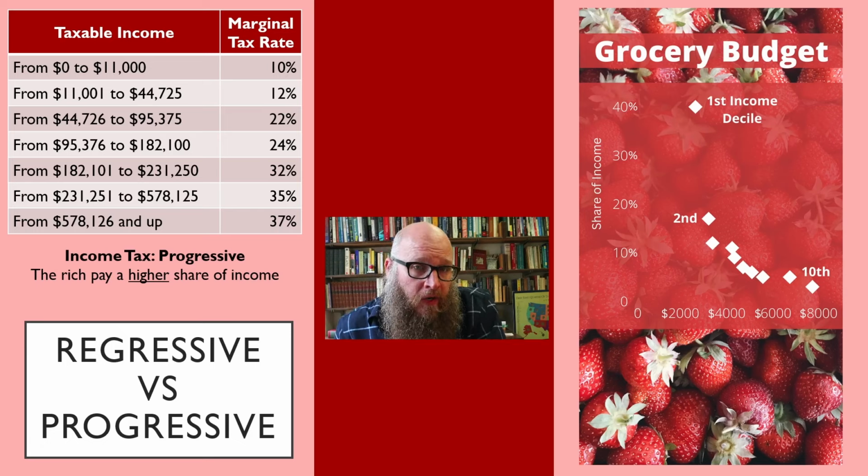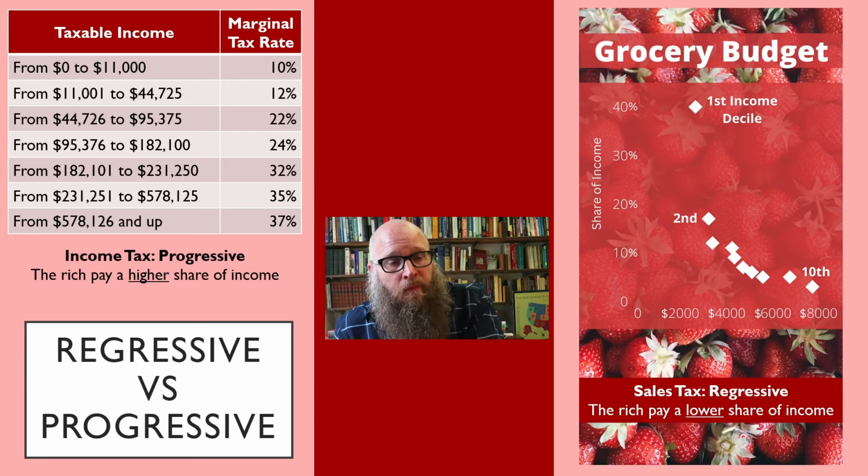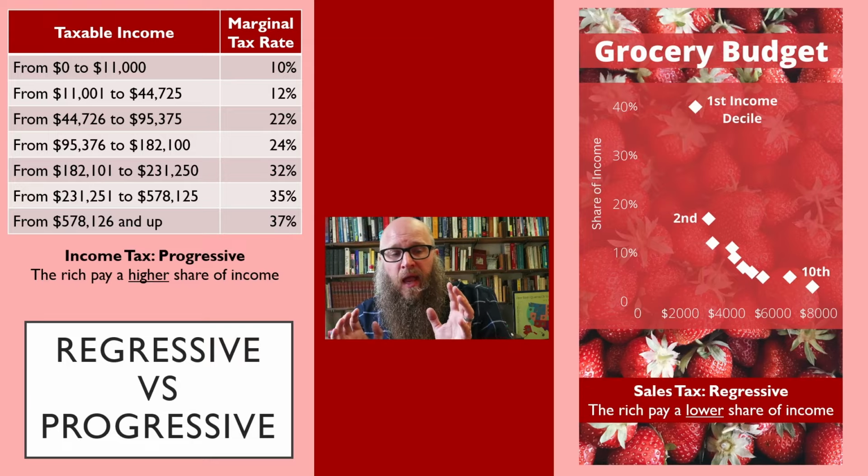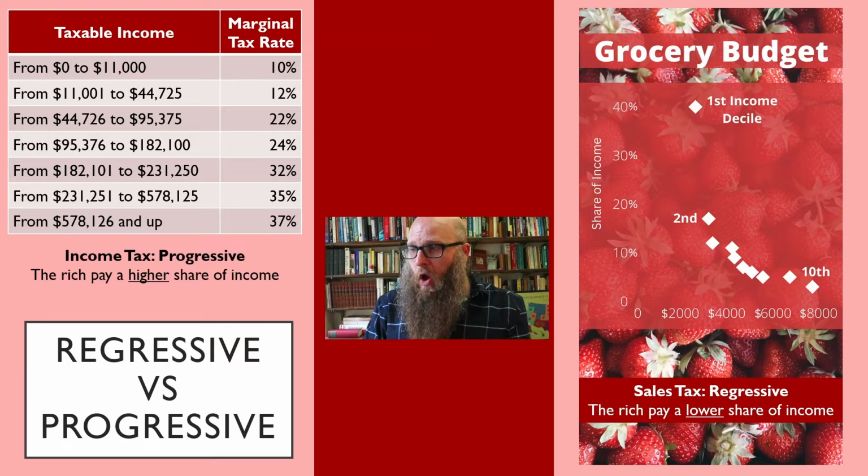7% of 40% of your income is very different than 7% of just 3% of your income. So sales taxes, we find, are regressive. The rich pay a lower share of their income. Overall, the tax code is progressive. Capital taxes, income taxes, property taxes are all progressive. But sales taxes are regressive. Social Security taxes are regressive. The rich pay a smaller percent of their income on these taxes compared to the poor.